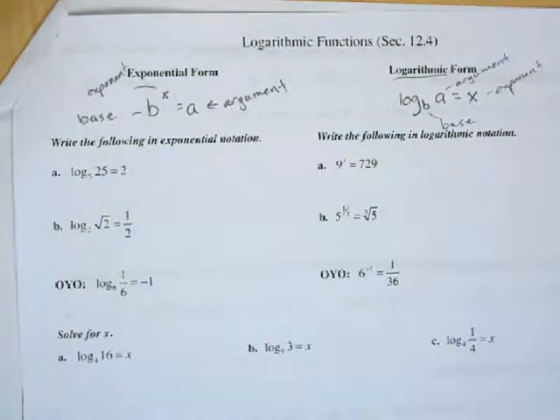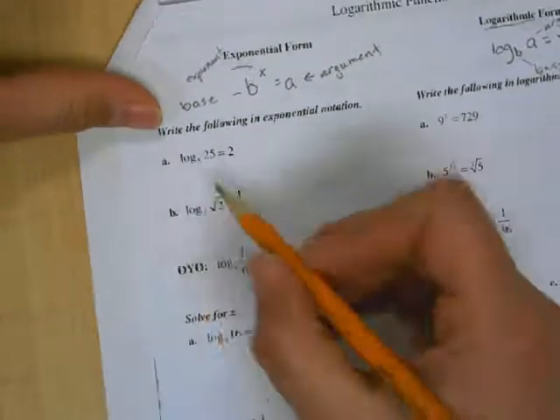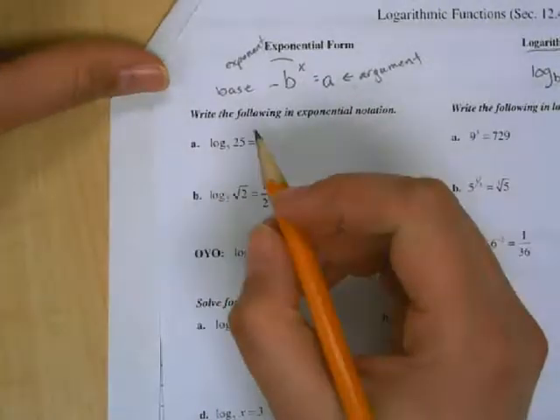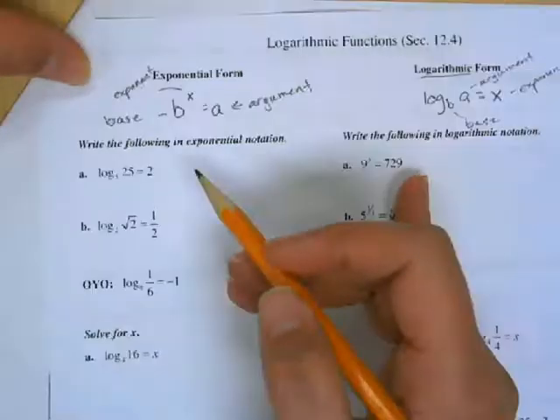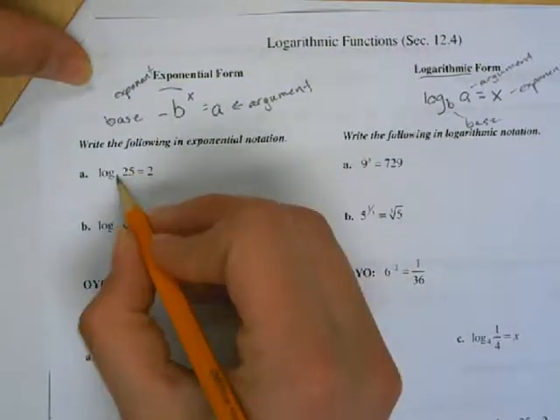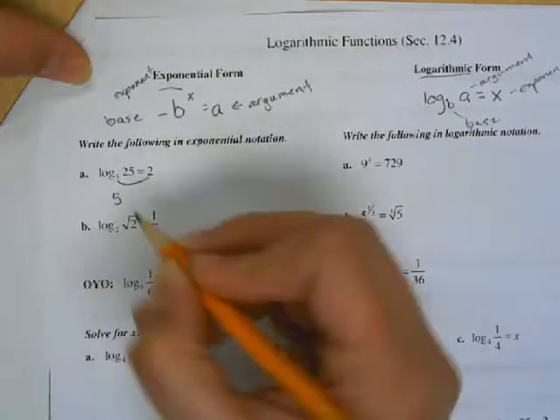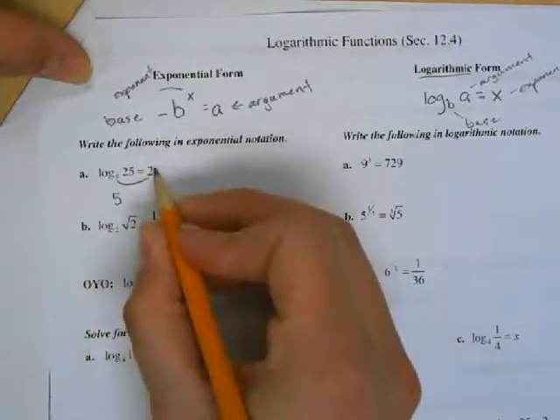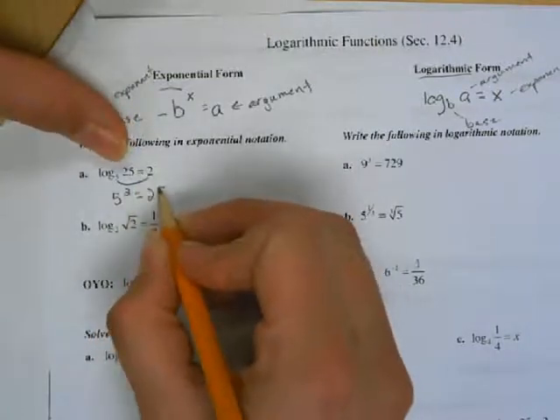So, when we are looking at these, write the following in exponential notation. They're going to want me to take a logarithm and write it as an exponent. So it's just a matter of switching back and forth between those two forms. If I have this right here, well, this is my base, so it's going to be 5. This is my exponent, raised to the second power is equal to that argument, so 25.